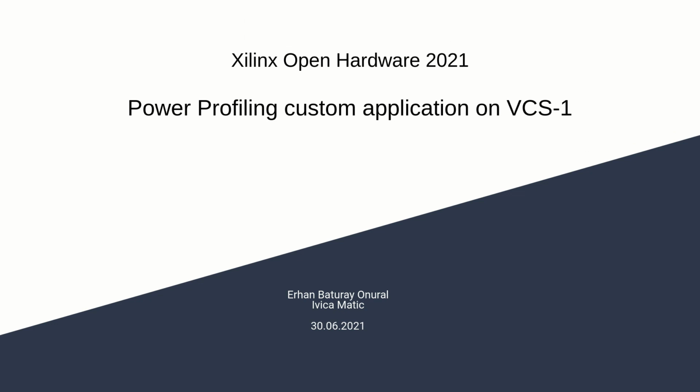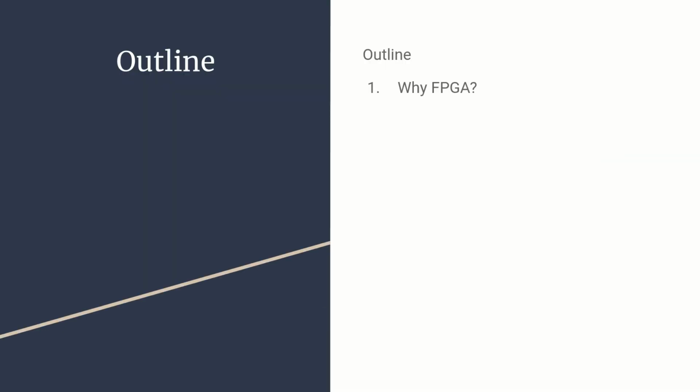Welcome to our demonstration on how to power profile a custom application on VCS1 for our submission to the Xilinx Open Hardware Contest. As an outline, I will firstly discuss why we are using FPGAs and why they are useful, and then I will explain our setup, the device we are using from Sundance, VCS1, and the Linsen board, which measures the power usage, and then I will explain our use case. I will give information about our application, and finally I will discuss the results that we obtained.